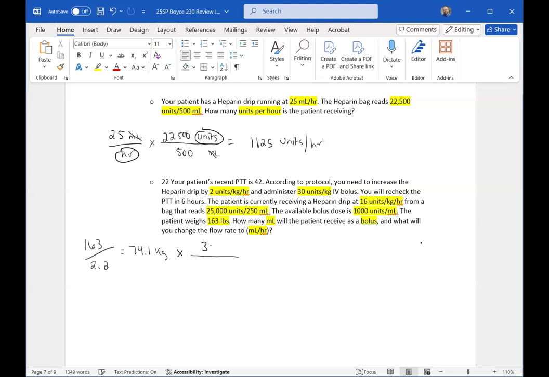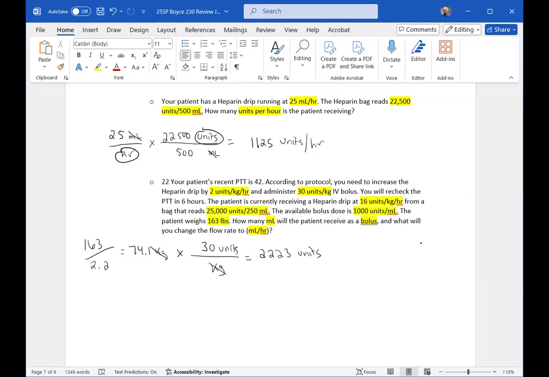So what we're going to do is, before we even worry about that available, I'm just going to multiply by the order, which is the 30 units per kilogram. This helps me get rid of kilograms. And if we were only calculating units, we'd be done after this step. So I'm going to take that 74.1 times 30. I get 2,223 units. If that's all the question asked, we'd be done. That's how many units of the bolus you administer.